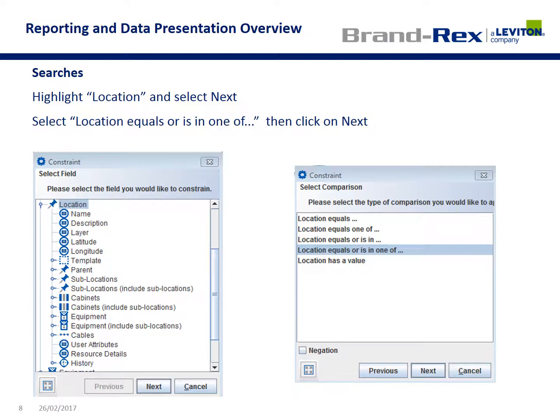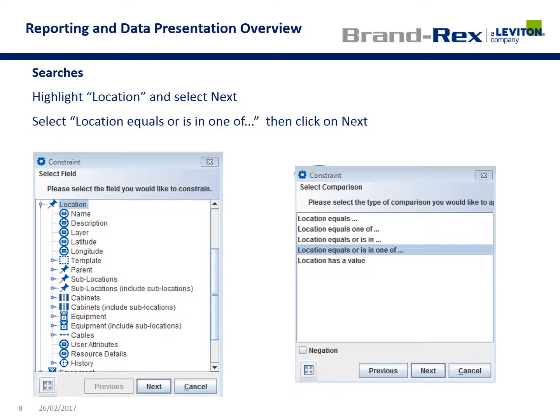From the list of location fields, you can choose your criteria to search on. We will select locations, if self, and press Next. SmartPatch then asks us how we want to match that criteria. There are 7 options to choose from. We will select locations equal or is in one of. This will allow SmartPatch to look in the selected location and any of its subfolders.